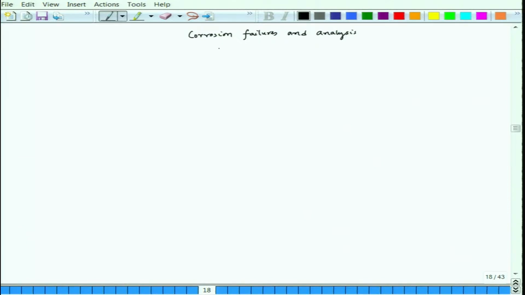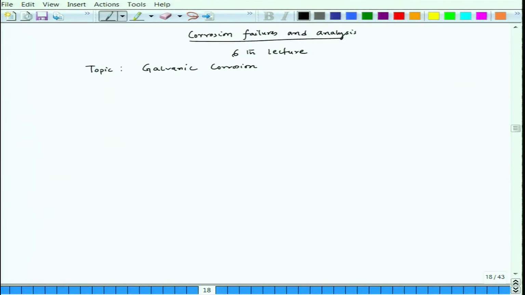And today is the sixth lecture. And the topic, we will start discussing galvanic corrosion.